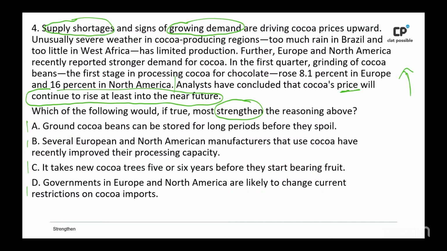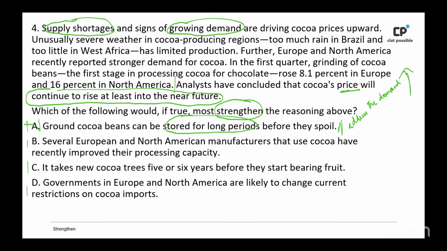A says, ground cocoa beans can be stored for long periods before they spoil. Does it support the claim that prices will continue to rise? If at all cocoa beans can be stored for long periods of time, it looks like it will address the demand, right? So then there is no reason for the price to continue rising, right? So option A, again, either it is irrelevant to the conclusion in the last line, or it may be just weakening the argument. For sure, it is not strengthening it. A is out.